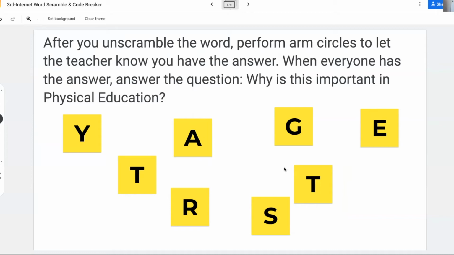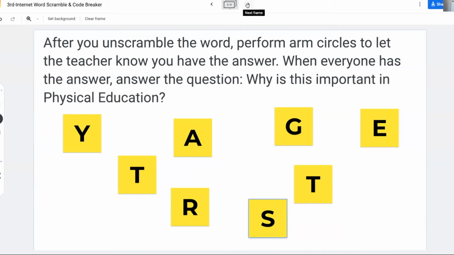I'll give you a hint. It starts with the letter S. And when everyone has the answer, think of this question: why is this important in physical education? I hope you got the answer, and this answer also has multiple answers. I'll give you mine. It is important because it helps us come up with different ways, different plans, and a course of action, different ways to stay safe. We can figure out different ways to get an activity or a goal or a task done.